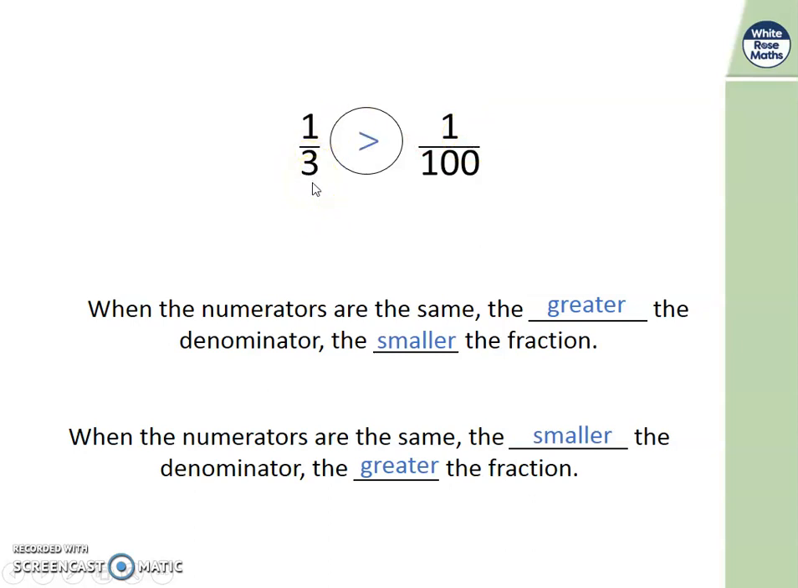I always think of it as if you were dividing up a pizza or a cake. If I split my cake into 3 pieces and I ate one of them, I'd have quite a sizable chunk. I'd like that. However, if I split it into 100 pieces and I've only got one of them, I'm not going to have very much of it at all. So this is obviously going to be a larger chunk than this one. It matches our rules that we found.